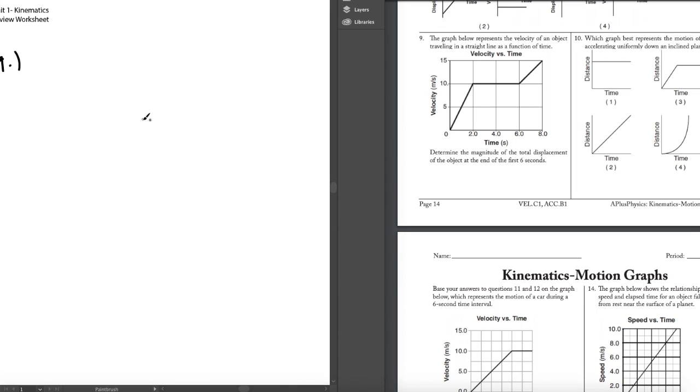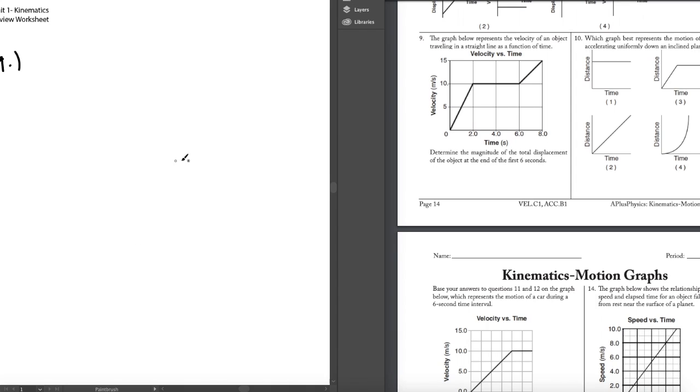The graph below represents the velocity of an object traveling in a straight line as a function of time. Determine the magnitude. There is a word we haven't seen before, magnitude. Vectors consist of two components, a magnitude and a direction. So they're just asking for the value essentially of the displacement of the object at the end of the first 6 seconds. I probably didn't have to explain that to you, but just in case somebody out there happens to not know, I hope that I helped you.